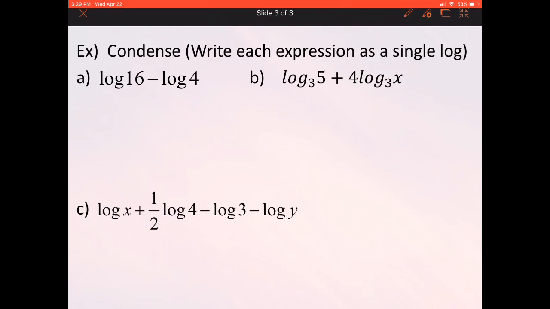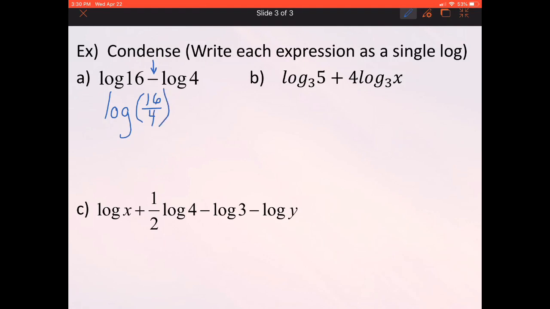So we're going to take all these multiple logs, however many there are, and we're going to write it as a single log, as one log. All right, so in example A, I've got 2 logs there and they're being subtracted. So what happens is I write my single log, and inside of that log, for that subtraction, that becomes division. So I take 16 and divide it by the one that was being subtracted, which was 4. So that 4 goes at the bottom.